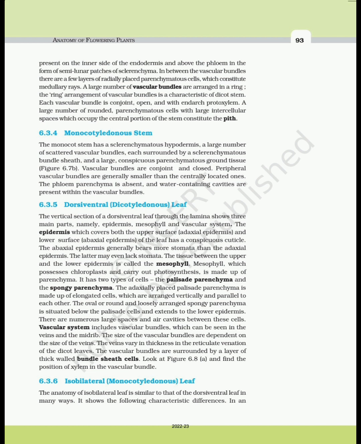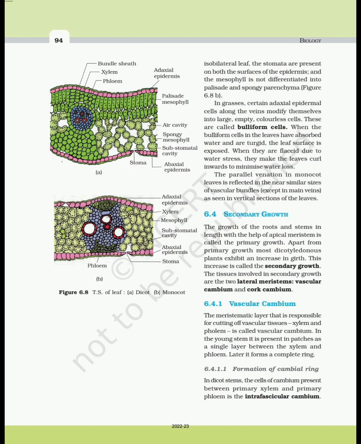6.3.6 Isobilateral monocotyledonous leaf. The anatomy of isobilateral leaf is similar to that of the dorsiventral leaf in many ways. It shows the following characteristic differences. In an isobilateral leaf, the stomata are present on both the surfaces of the epidermis and the mesophyll is not differentiated into palisade and spongy parenchyma. Figure 6.8b. In grasses, certain adaxial epidermal cells along the veins modify themselves into large, empty, colorless cells. These are called bulliform cells.